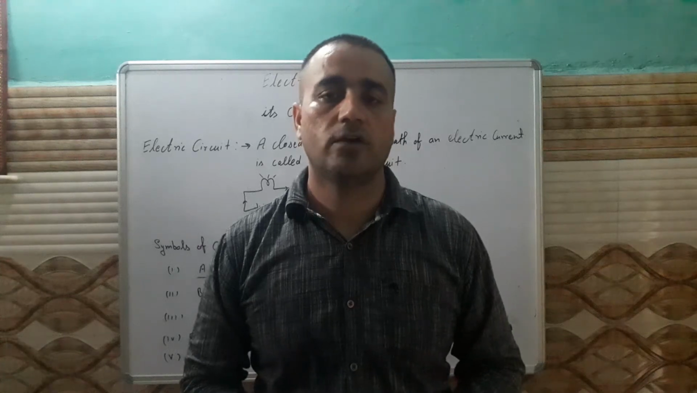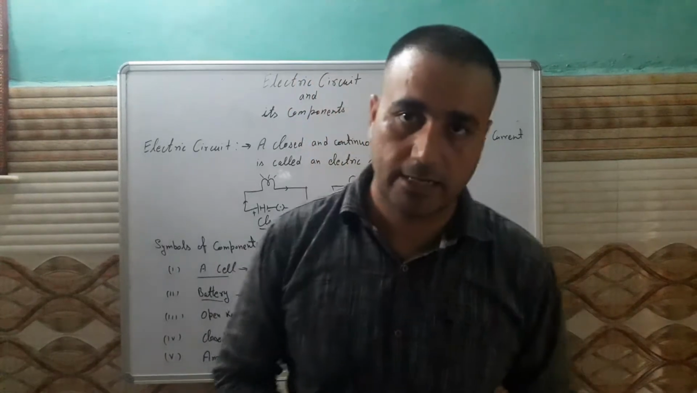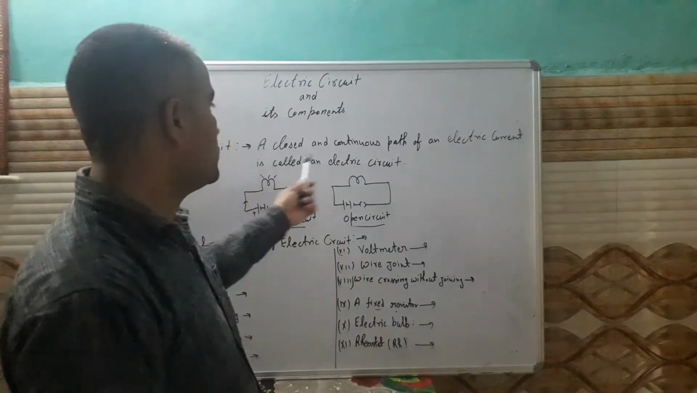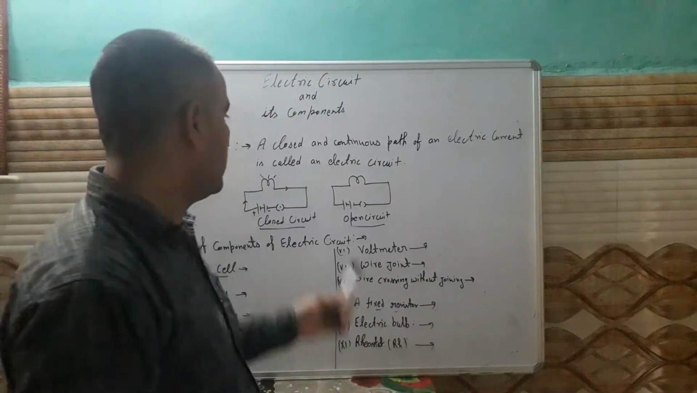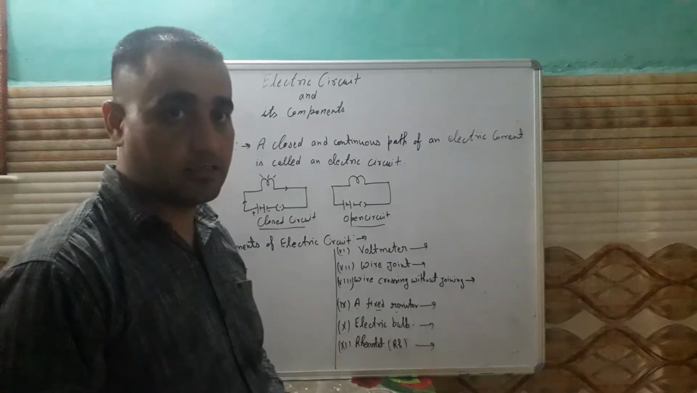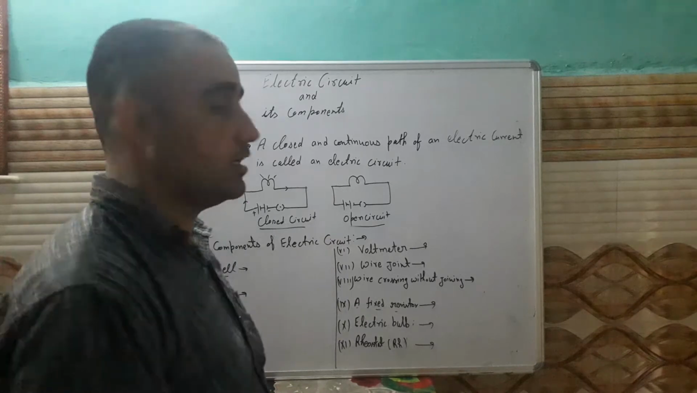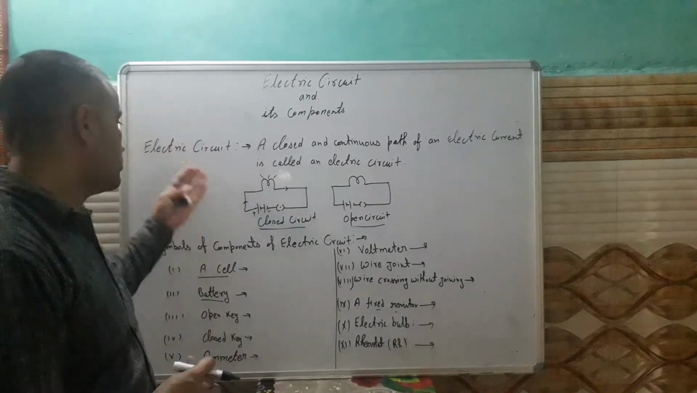Yes, dear students, now we are going to discuss the electric circuit and its components. So, what is an electric circuit? A closed and continuous path of an electric current is called an electric circuit. The path along which the current flows, that closed and continuous path, is known as the electric circuit. Electric circuits are of two types.